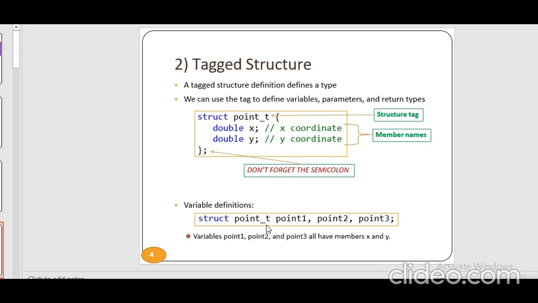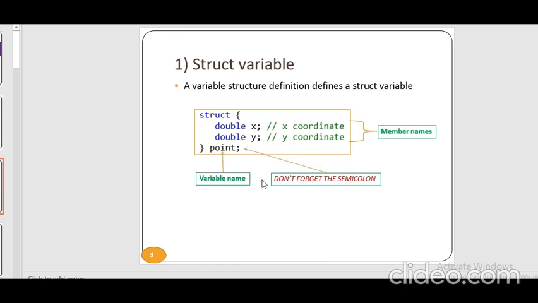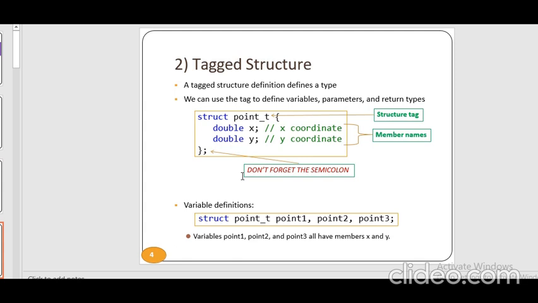Here is an example: struct point { double x; double y; }. Here the variable is declared inside the template. The other method is the structure variable declared after the structure template. In this case, the structure variable is declared after the structure template.